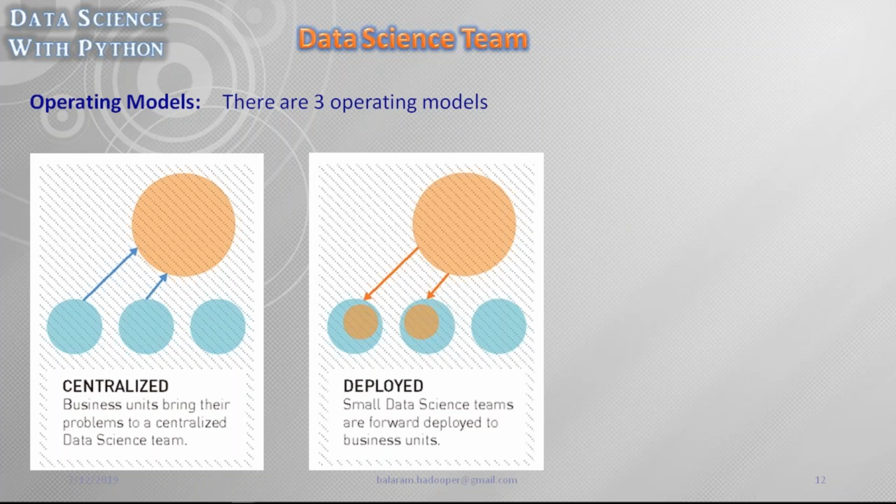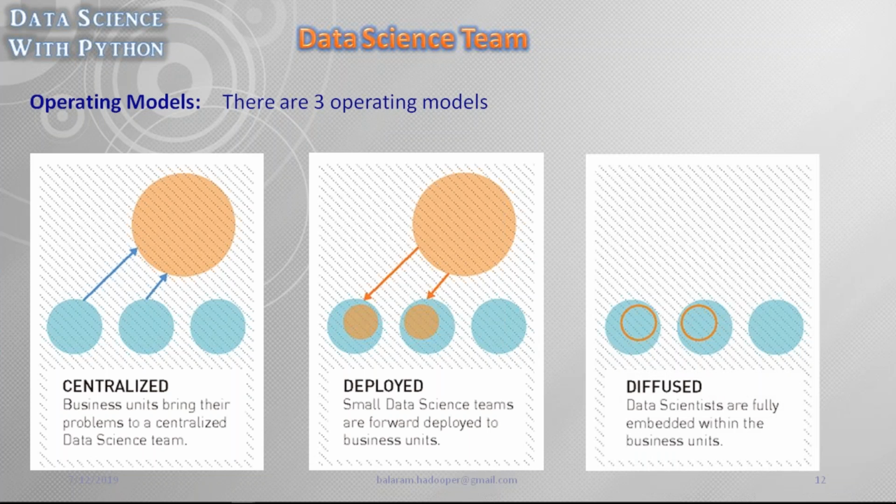And after that, the deployed team was introduced. Deployed means some part of the data science team will be deployed in each department, and they will start working on that. So the department persons are there in all the departments. They can communicate easily, so the data science team can get the data very easily and analyze it.